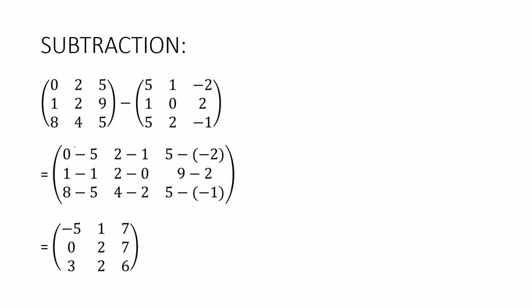Now like this we have written all the corresponding elements and found their differences. Now, this is the resultant matrix or the required answer of the difference between the two matrices. So this has the elements minus 5, 1, 7, 0, 2, 7, 3, 2, 6. So this is how we have to perform subtraction on two different matrices.